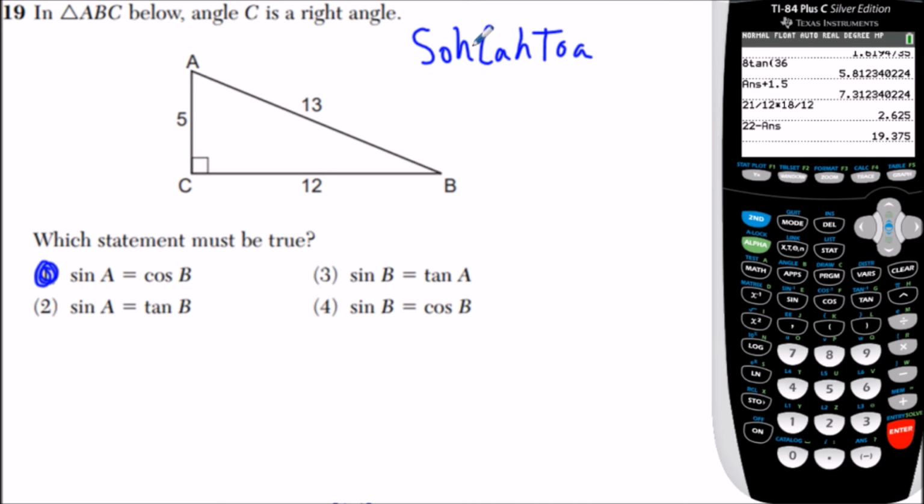So if you just go through the answer choices, if you were to find sine of A, sine is the ratio of the opposite to the hypotenuse. So if we go at A, opposite of A is 12. The hypotenuse is 13. But if you look at cosine of B, cosine is adjacent over hypotenuse. So B is here. The side adjacent is 12. The hypotenuse is fixed at 13. So since they give you the same thing, that also shows why this is it. If you run the others through, they're not going to work. So 19 is going to be choice 1.